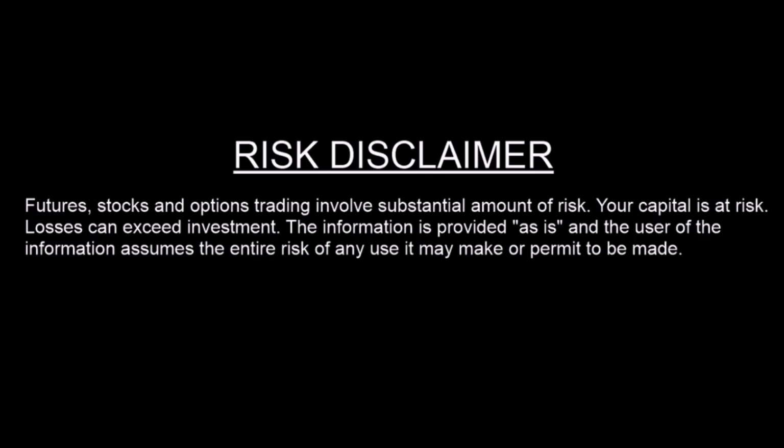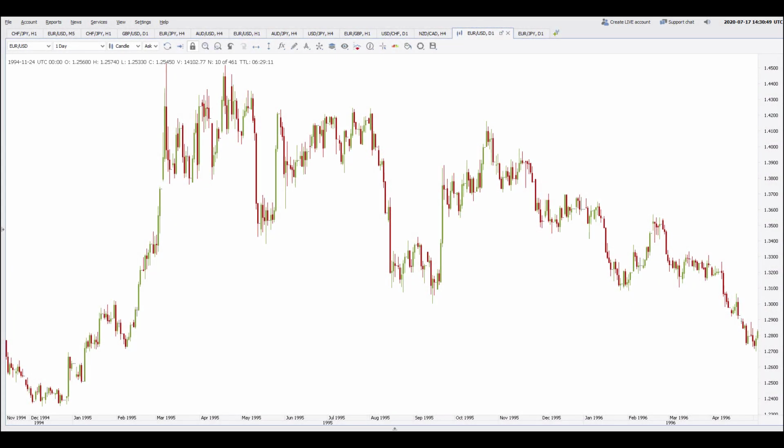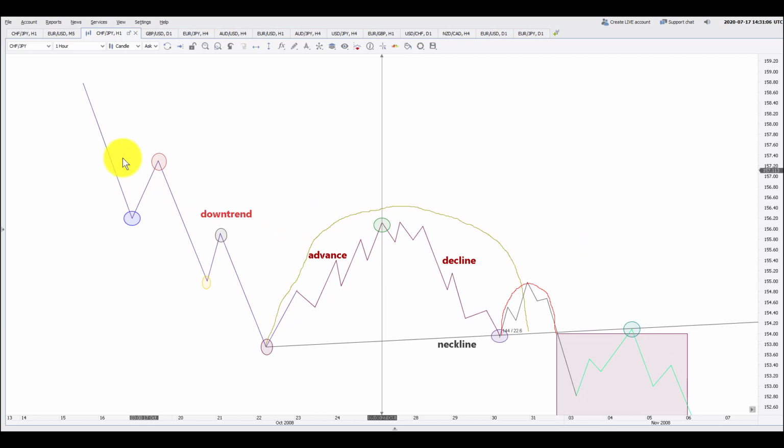So let's get started. To start this session, first of all I want to show you the chart of the euro dollar single day chart. And can you identify the pattern which we had discussed? Okay, I will show you the pattern that we had discussed. So this is the pattern that we had discussed in the previous session, that is the inverted cup and handle.